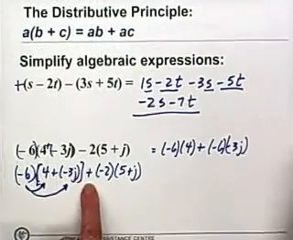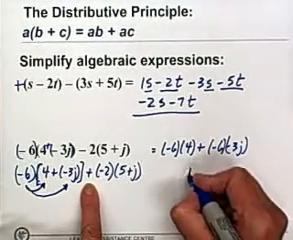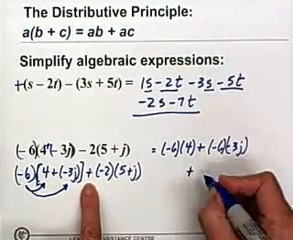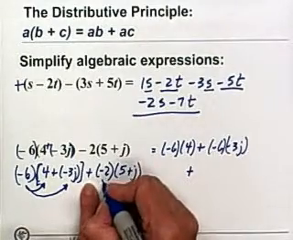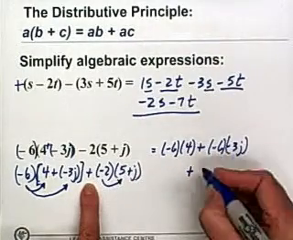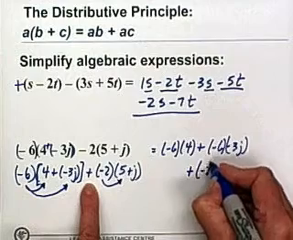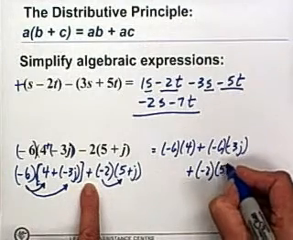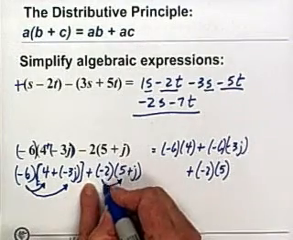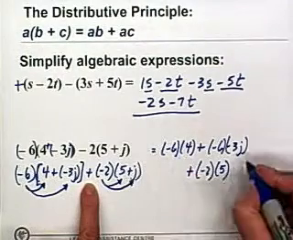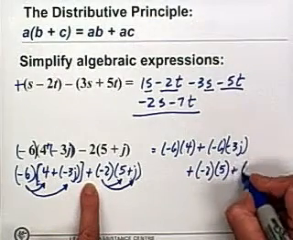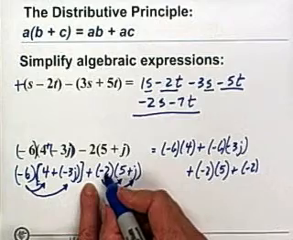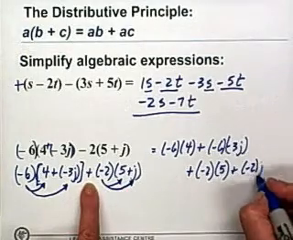Now we're going to add our minus 2 multiplied by the 5, so we're going to add minus 2 multiplied by the 5, and plus minus 2. We've got minus 2 multiplied by j.